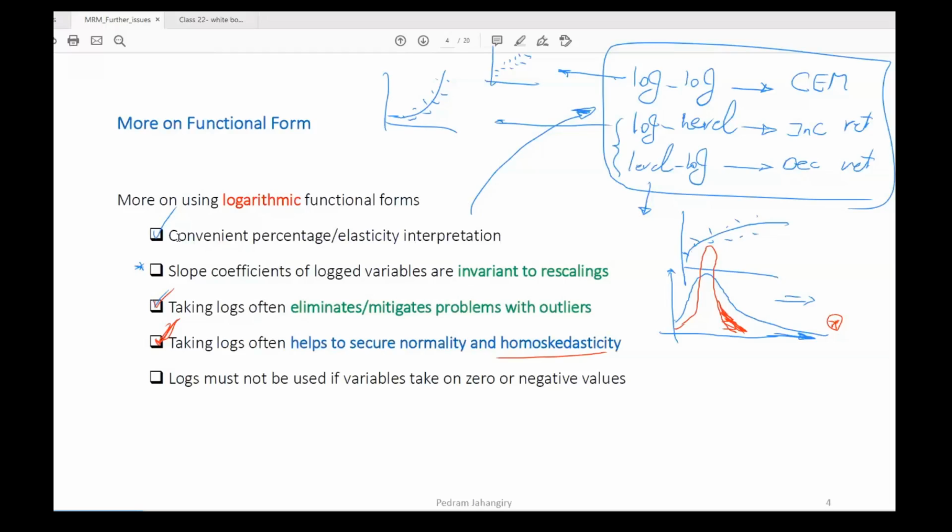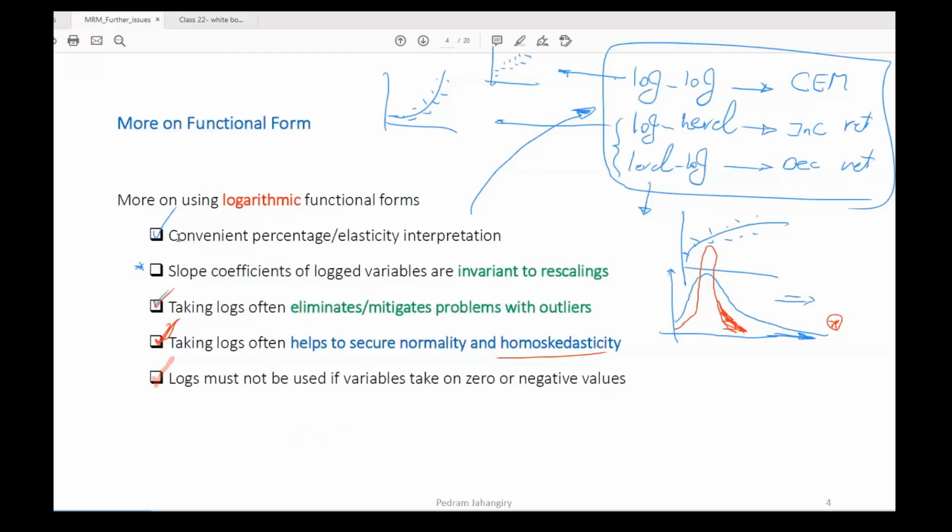And then the fifth one: log must not be used if a variable takes on 0 or negative values. This is not surprising, we already know that, because what is the log of 0? Minus infinity. What is the log of 0.5? It's a negative number. So we have to use log transformation only if y is greater than, I'm sorry, greater than 0. We cannot use log for negative values or for 0. So 0 does not make sense. I cannot use log for 0 because log of 0 is minus infinity.